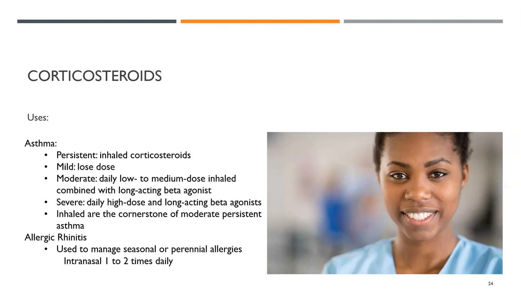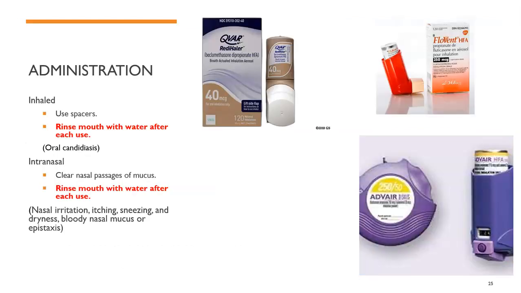We also use corticosteroids for allergic rhinitis. It's used to manage the seasonal or perennial allergies. They take that intranasally 1 to 2 times a day. So I've got some of the different inhalers that you've probably seen, like Qvar, Advair, Flovent. Advair has been around forever. Flovent has been around forever. Qvar is probably one of the newer ones, not really new. I mean, it's been around at least 10, 15 years, but that's newer compared to the Advair.